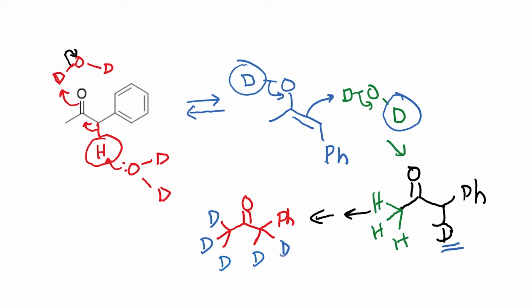And now, as you know, this is an equilibrium, so this is going to go back. If it goes back, it can enolize at the hydrogen or deuterium, but once in a while, if it enolizes at the hydrogen, this process is going to repeat and you're going to get the di-deuterated form, and then all of these hydrogens are going to get replaced by deuterium.